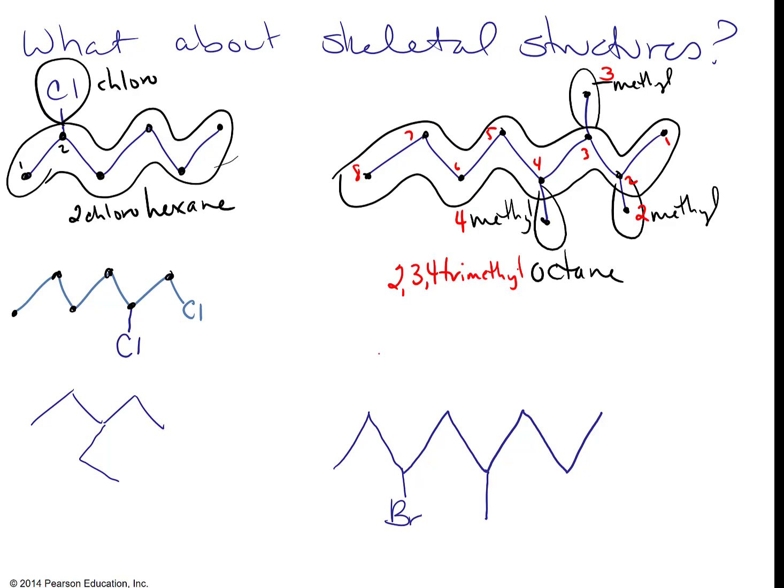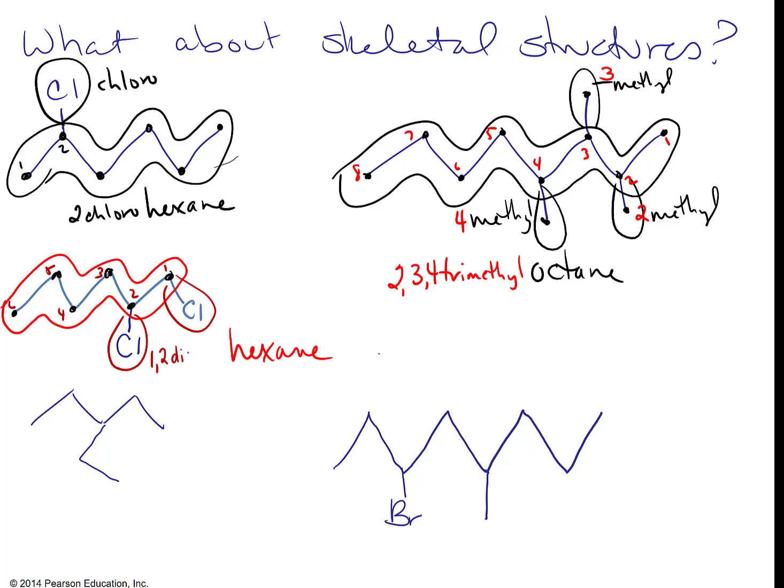Okay, try one more. So this is a hexane. This is a chloro. This is a chloro. 1, 2 dichlorohexane.